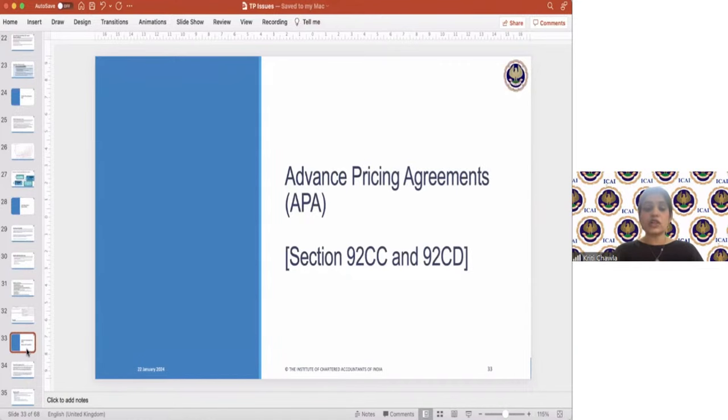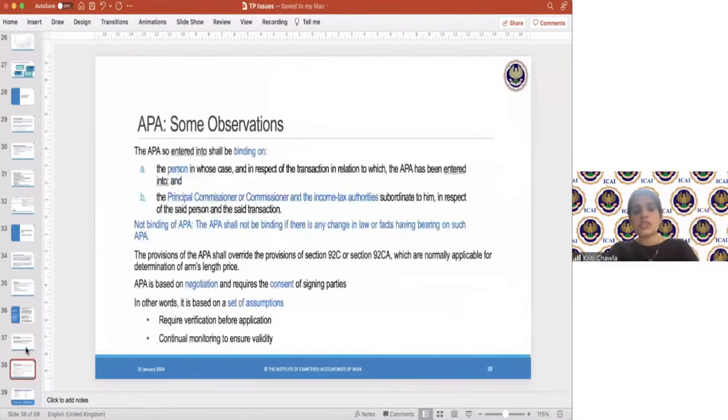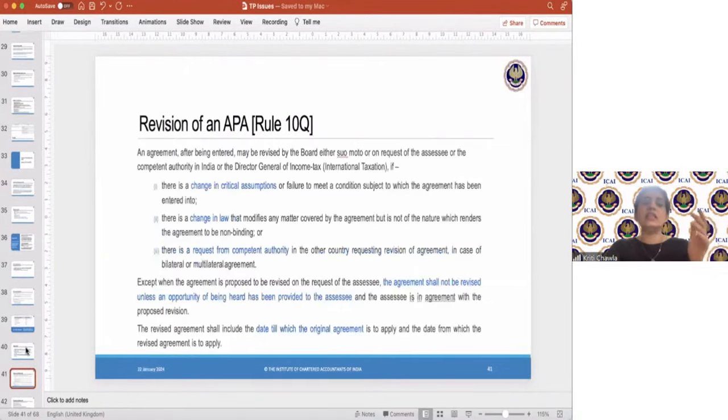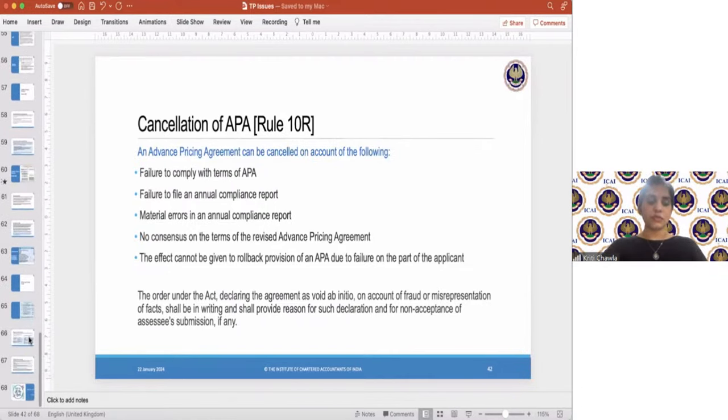Now that you've understood the concept of APA in a very elaborate manner, we've done what APA is, the benefits, the process, the fees, the validity, revision, cancellation. We've done all this. Now these FAQs will become very easy for you. So please go through those FAQs also in the study manual.